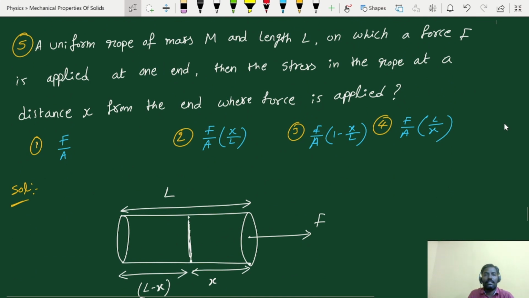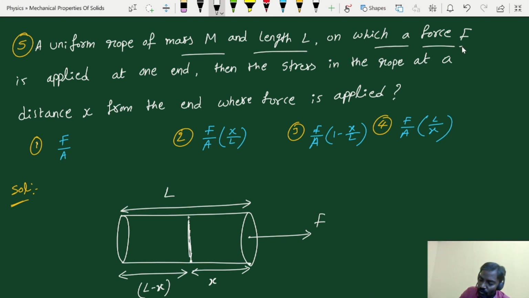Here they are saying that a uniform rope of mass M, length L, on which a force F is applied at one end. So in this way, they are asking to calculate the stress in the rope at a distance x from the end where force is applied. So they are asking to calculate the stress at a distance x from the end where the force is acting.